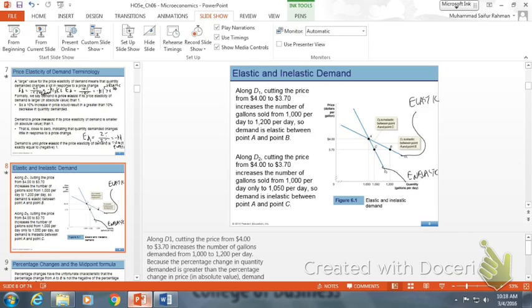Can anyone do the calculation? I don't have a calculator. Sorry? 0.66. It is minus 0.66. If you ignore the negative sign, you notice that the absolute value of the price elasticity of demand is less than 1. So your demand is inelastic. So your demand 2 is inelastic. Your demand 1 is elastic, as we predicted. That's how you calculate price elasticity of demand.